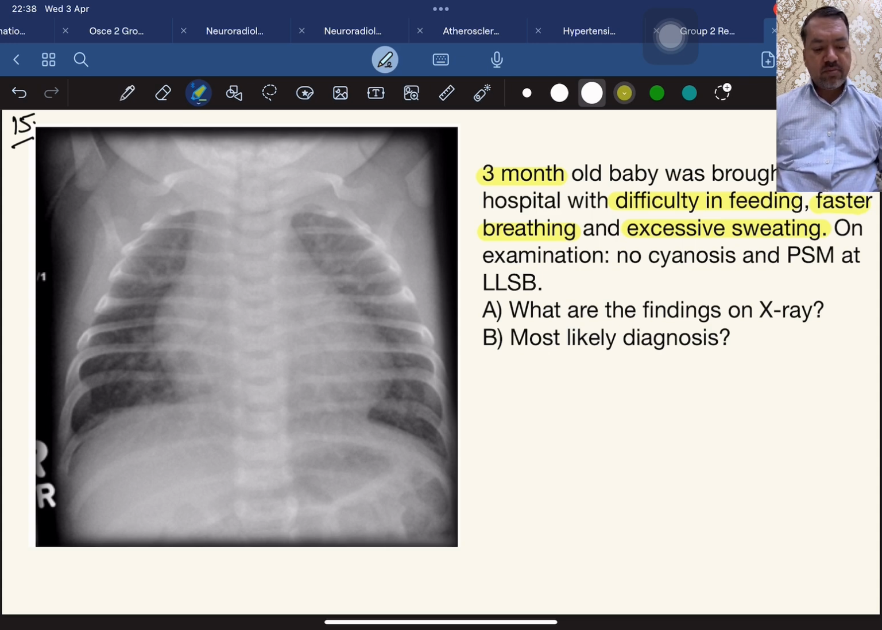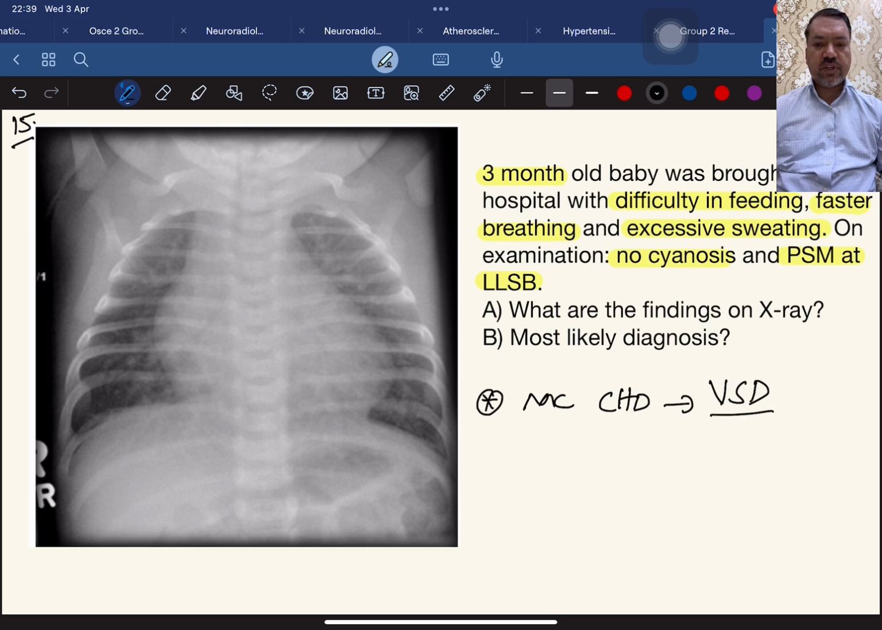Okay, on examination there is no cyanosis, so this is not a cyanotic heart disease, and there is a pansystolic murmur at the left lower sternal border, which is called the tricuspid area. Now if I get this much clue, the diagnosis is very straightforward. This is the most common type of congenital heart disease, not cyanotic, because there is no cyanosis, of course. So the most common type of congenital heart disease is ventricular septal defect or VSD.